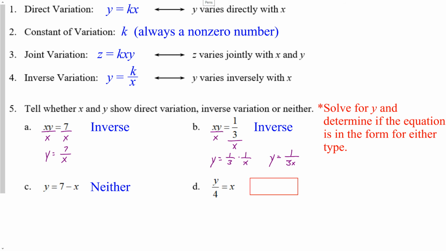For example D, in order to solve this for y, we'd have to multiply both sides of our equation by 4 to get rid of that denominator or that fraction. That would leave us with y equals 4 times x. And now we have to ask ourselves, is that in the form for direct variation, inverse variation, or is it neither type? This is an example of a direct variation equation.